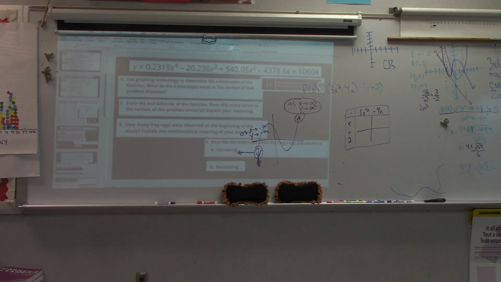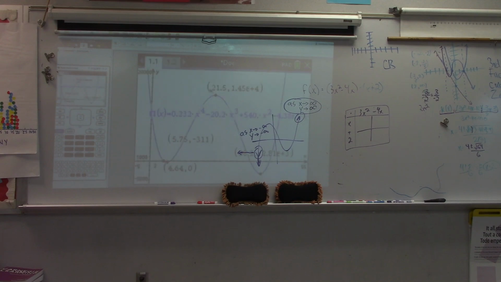I keep on getting linear lines. It's actually partially up here, but look, if you change your window like you're supposed to, from -5 to 55 and -5,000 to 20,000, it should look like this, which is exactly what it looks like in the textbook.